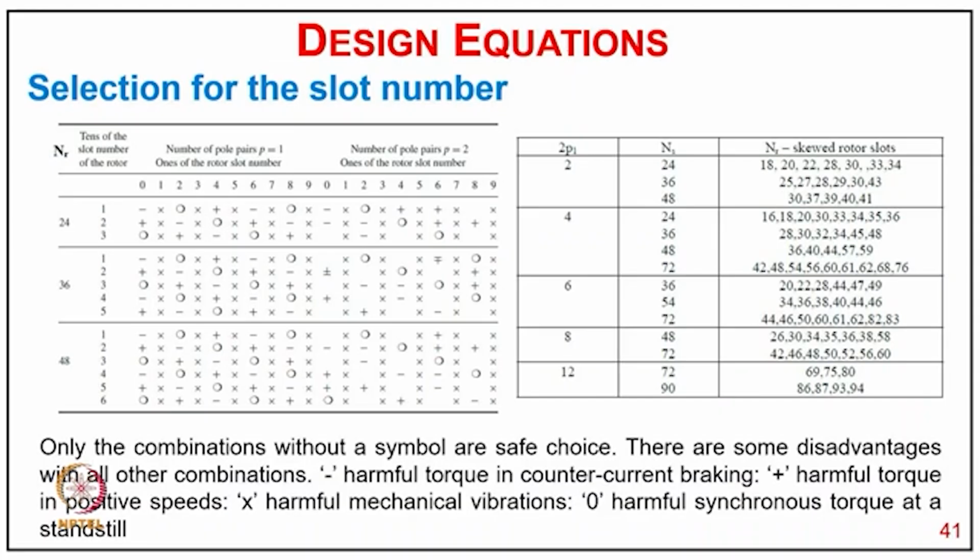So these are the tables which give you design guidelines for selection of the rotor slot for a given stator slot. Only the combinations without a symbol are a safe choice. So these are the disadvantages with all the combinations. Minus means harmful torque in the counter-current braking, as given in the left side table, and plus is the harmful torque in positive speed, and X is harmful mechanical vibration, and 0 is the synchronous torque at standstill, cogging. So this defines what the phenomena really are for different kinds of slot combinations.